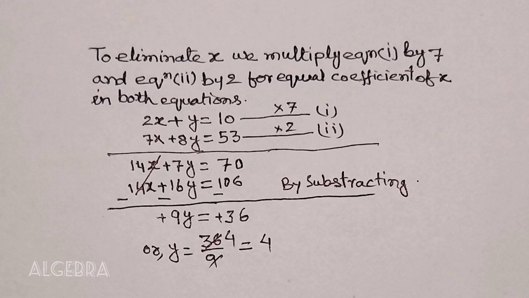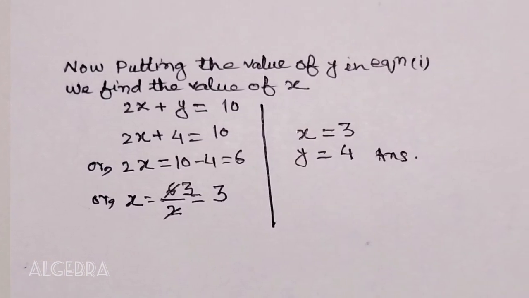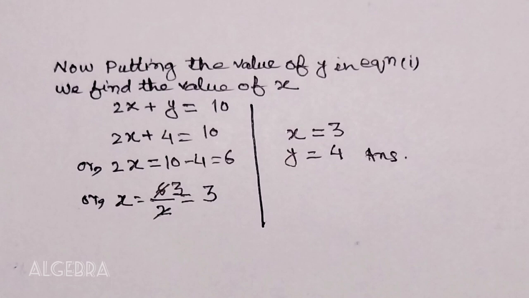By subtracting, minus 9y is equal to minus 36, minus, minus cancels, y is equal to 36 by 9 is equal to 4. Now putting the value of y in equation 1, we find the value of x. 2x plus y is equal to 10. 2x plus 4 is equal to 10, or 2x is equal to 10 minus 4 is equal to 6, or x is equal to 6 by 2 is equal to 3. So x is equal to 3 and y is equal to 4. Answer.